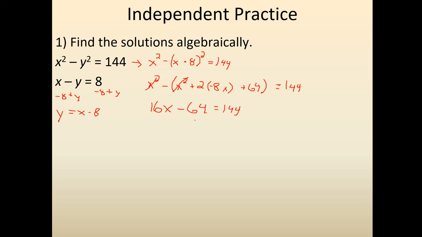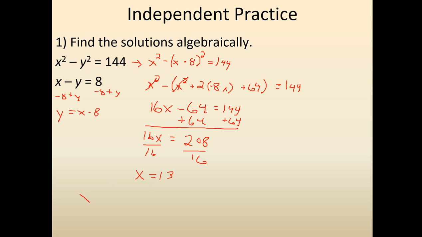When I get to here, there's actually a bunch of things that I can do. What I'll do first is just move this over to the other side. So I get 16x equals 144 plus 64, which is 208. Divide both sides by 16, and I get x equals 13.